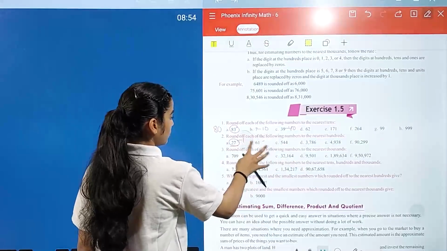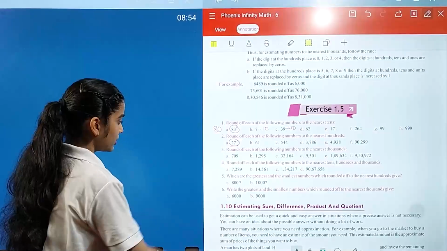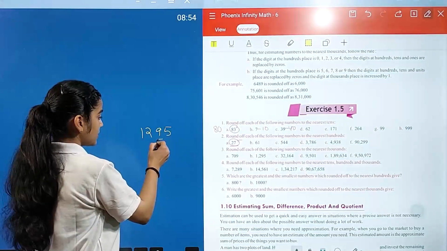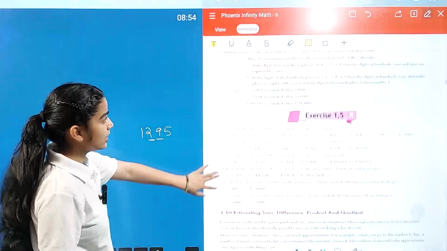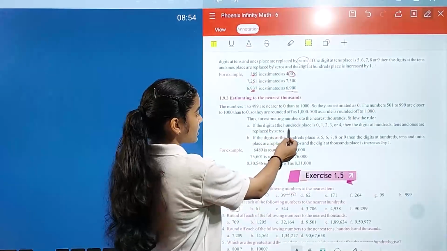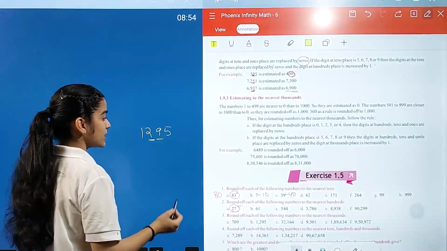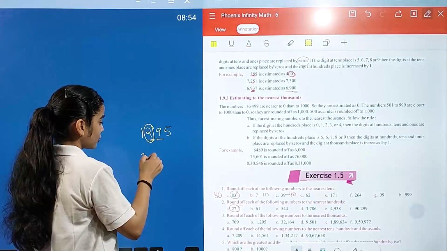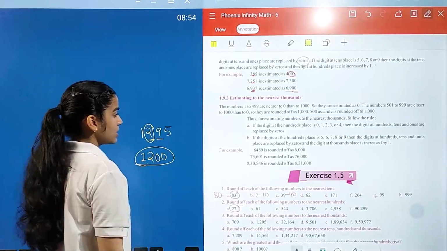You can do similarly as I did earlier. Now we have question number 1295, and at the 100 place we have 2. So the same process we have to apply here, which we see here, that estimating to the nearest 10, what we have to do? If the digit at the 100 place is 0, 1, 2, 3, 4, then the digits at hundreds, tens, ones are replaced by 0. So in this case, at hundreds we have 2. So we have to shift it to 00. So this is your nearest 10.